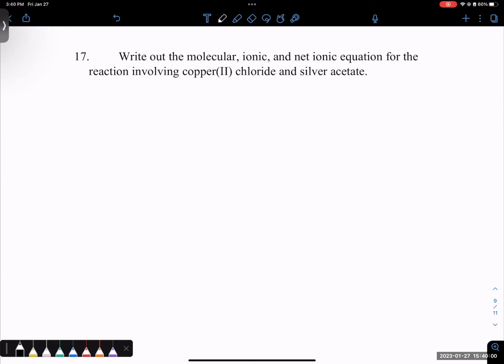All right, let's start off with a molecular equation. Molecular basically means your elements, what you'd see in a balanced chemical equation. So let's see, copper 2 chloride. What does that mean in terms of a formula? CuCl2. And then what about silver acetate? What's that as well?